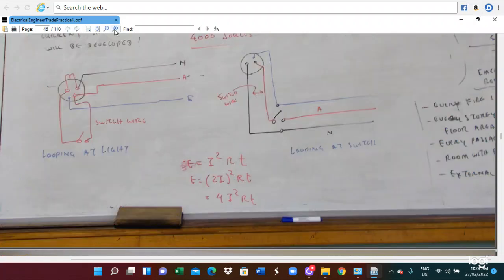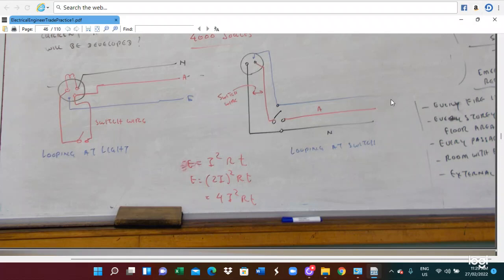So now look at the loop-at-the-light method and the loop-at-the-switch method. In the loop-at-the-light method, you can see this is the switch. The active wire goes to the light here. After that, this point goes to the switch and the down wire here, and then there's a neutral wire. So this is the out wire. So this is loop at the light.